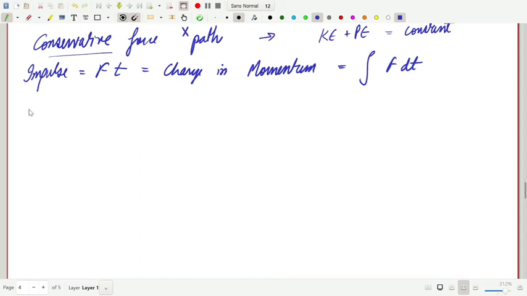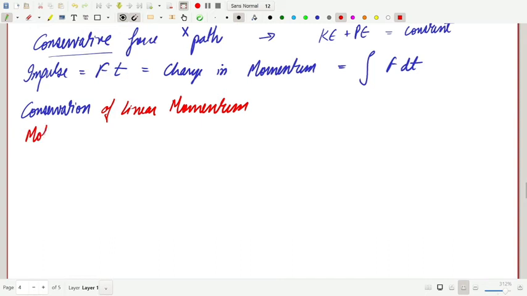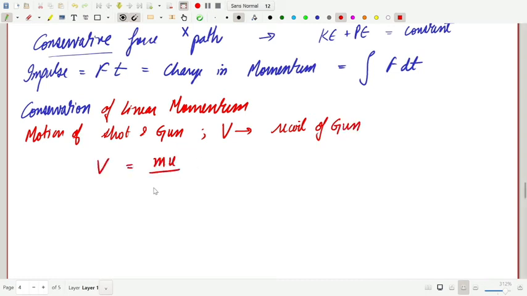We have principle of conservation of linear momentum. In case of motion of shot and gun, if capital V is the velocity of recoil of gun, then V is equal to m u over capital M, where M is the mass of the gun, m the mass of shot, and u the velocity of shot.